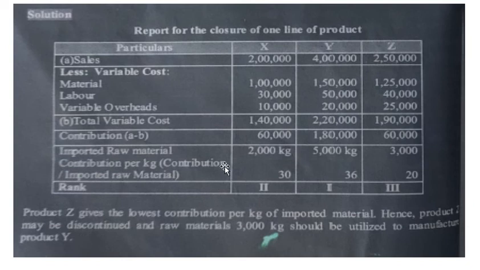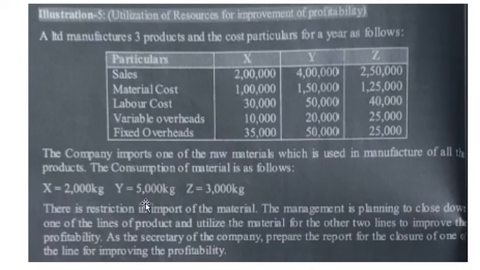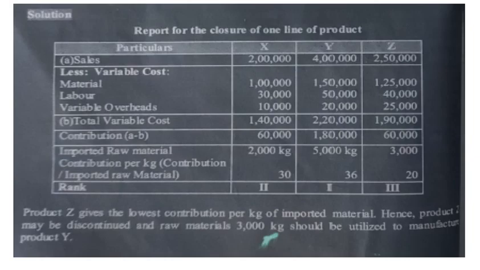Now with the contribution which we have got, we will divide by the units. What are the units? 2,000, 5,000 and 3,000. For X we have got 60,000 as contribution, and the number of units imported, that is raw materials imported for product X, is 2,000. So we will find out the contribution per unit or per kg of raw materials. So 60,000 divided by 2,000 will give you 30.